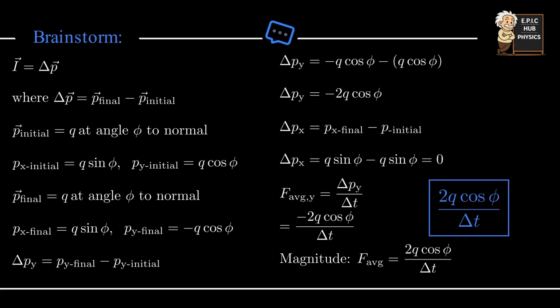What did we do? We wanted to find the magnitude of the average force exerted on the projectile during contact. We started by calculating the change in momentum along the normal direction. Then we divided this by the contact time to find the average force. Elegant and straightforward.